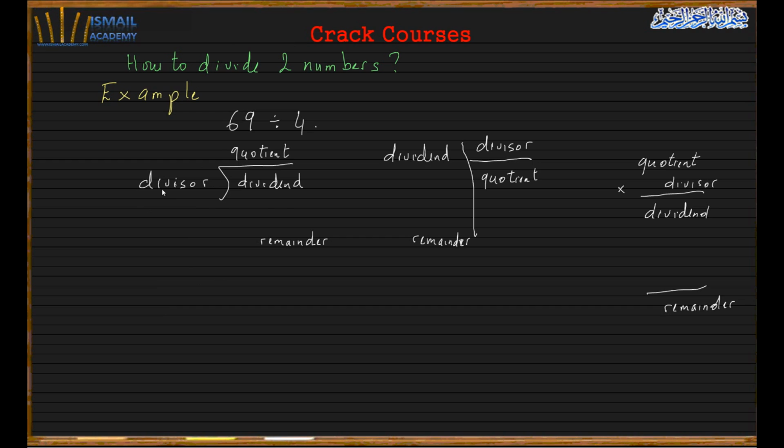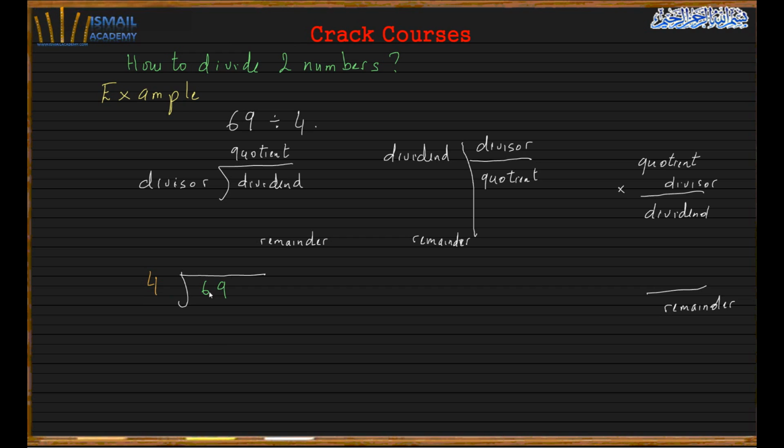So we have the divisor is 4, so I'm going to put 4 as my divisor. I'm going to choose another color for 4. So this is my divisor, and my notation of the division is going to be this. The dividend is 69, so I'm going to put 69 here. Now I'm going to do the division. I have to find out the quotient and the remainder, whether it's equal to 0 or not equal to 0, but it must be less than 4.